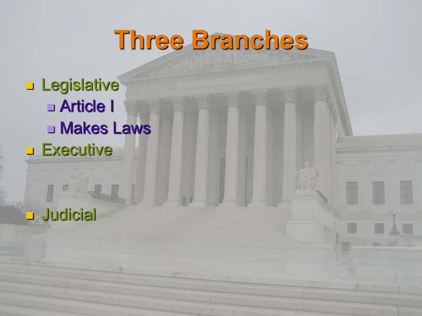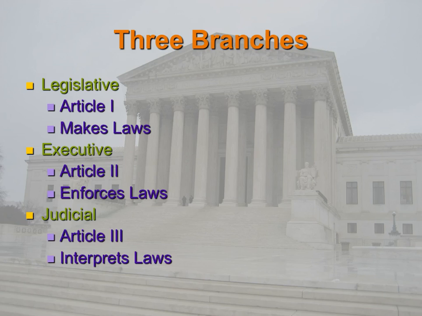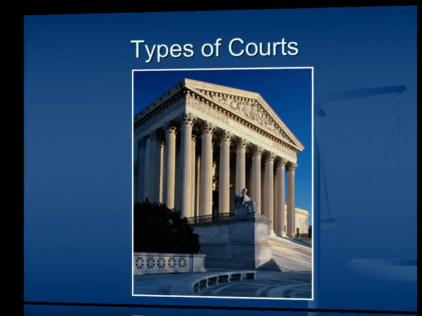We know Article 1 sets up the legislative branch, Article 2 sets up the executive branch, and Article 3, of course, sets up the judicial branch of the government, which is the Supreme Court. Article 3 sets up the branch of the government that is responsible for interpreting the laws. We've already gone over what that means, so now let's take a look at how the Supreme Court and the lower court systems actually function.